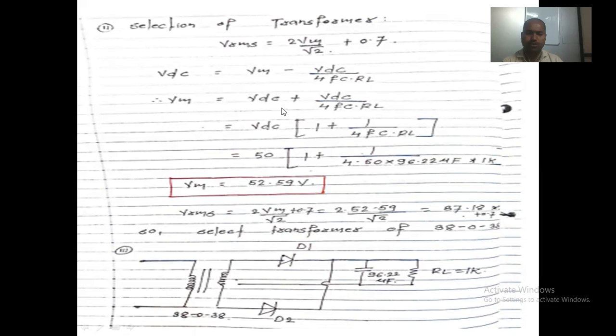Yes, sir. Okay. Now in both equations, VDC should be common. Write VDC outside a bracket: Vm equals VDC times the bracket of 1 plus 1 divided by 4FCRL, with 4FCRL as it is.